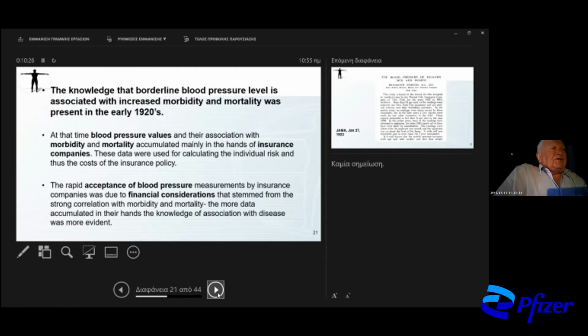The knowledge that borderline blood pressure level is associated with increased mortality and morbidity was present already in the 1920s. At that time, blood pressure values and their association with morbidity and mortality accumulated mainly in the hands of insurance companies. These data were used for calculating the individual risk and cost of the insurance policy. So the higher the blood pressure was, the higher the cost of the insurance policy.